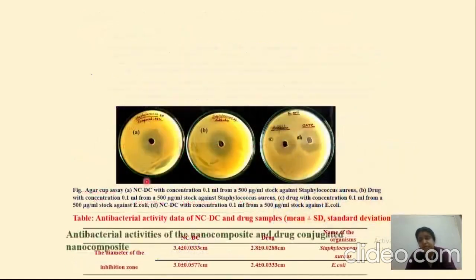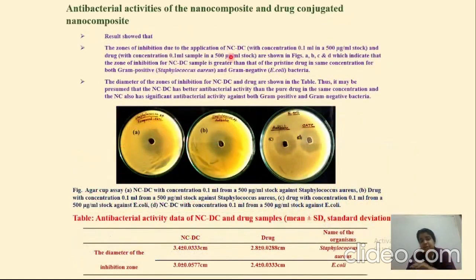We have also tested the drug conjugated nanocomposite sample in the same method, that means agar cup diffusion method, and by measuring the diameter of the zone of inhibition, here we can see that for the NCDC sample the diameter of the zone of inhibition is greater than the pure drug.